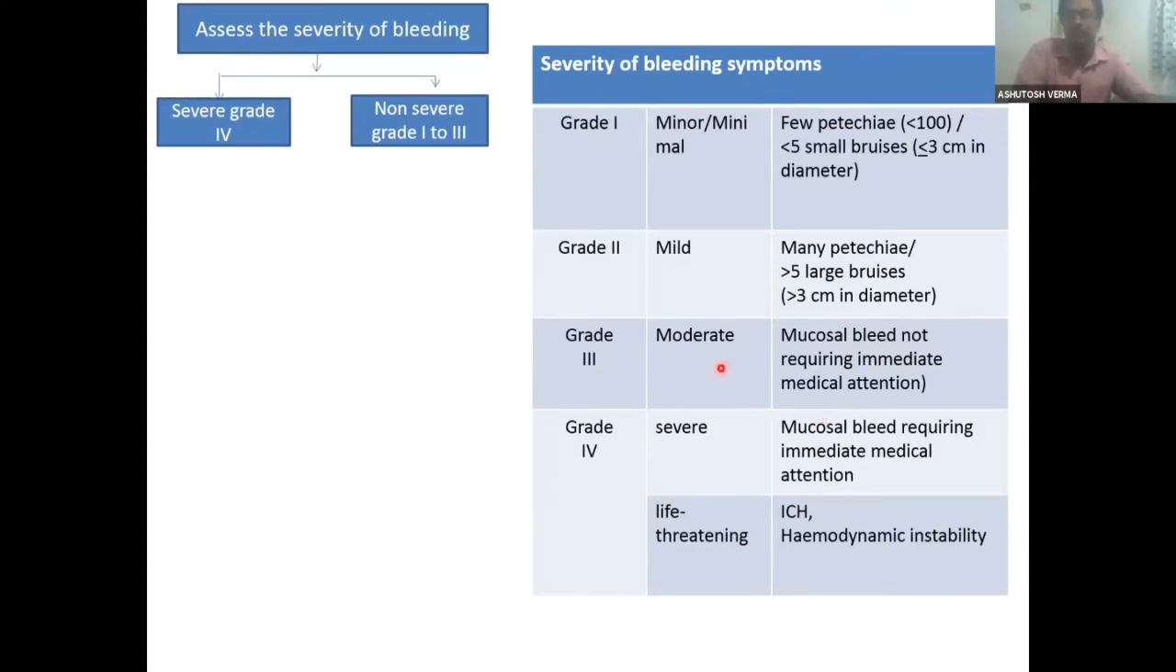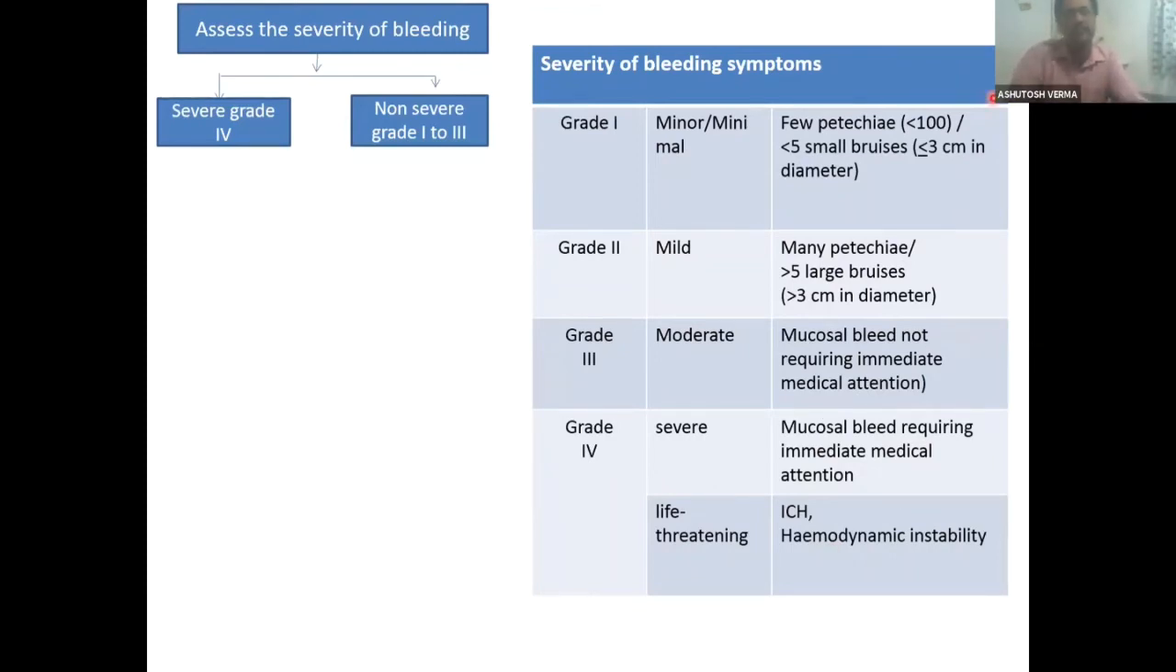Now grade 3 is mucosal bleed that doesn't require immediate medical attention. Example, a brief episode of epistaxis, gum bleed. But severe is a mucosal bleed requiring immediate medical attention, like pulmonary bleed, GI bleed, uncontrolled or prolonged epistaxis. And life-threatening bleed is any bleed which is causing hemodynamic instability or there is ICH. So, first of all, you have to assess the severity of bleeding.